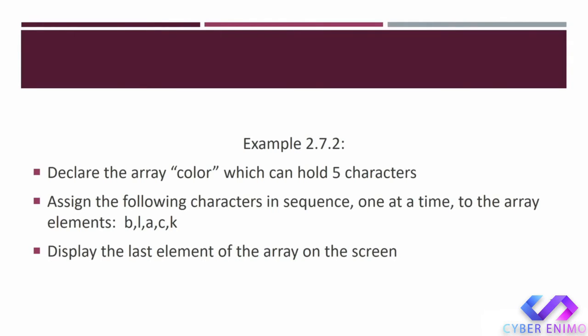Let's do another example. This time, let's declare an array that has the name color, which can hold up to 5 characters. Then let's assign the following characters in sequence: B, L, A, C, K. So element 0 would be B, element 1 would be L, element 2 would be A, element 3 would be C, and element 4 would be K. Then let's display these elements on the screen.